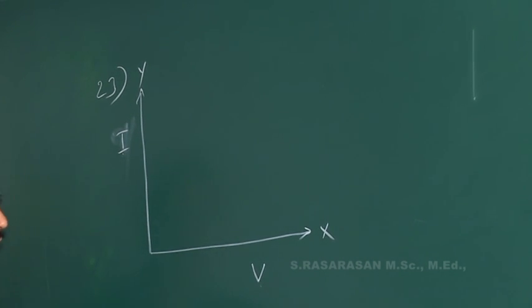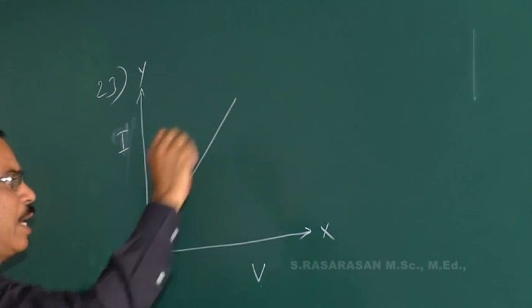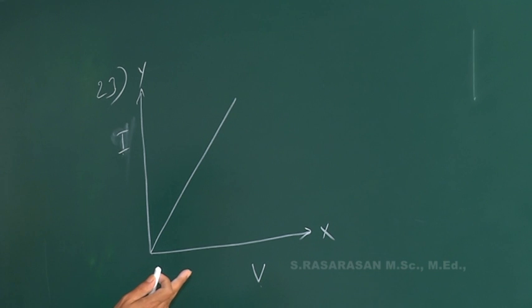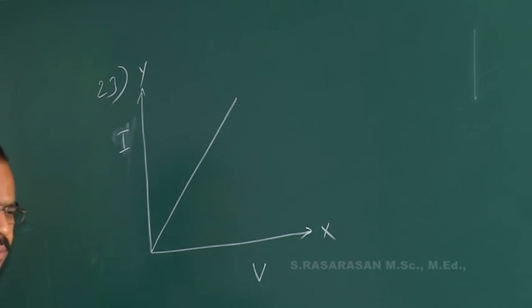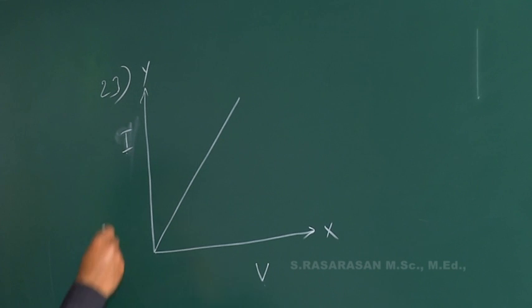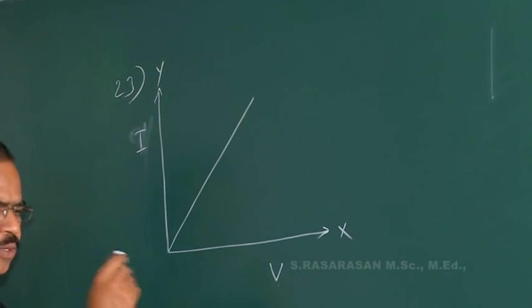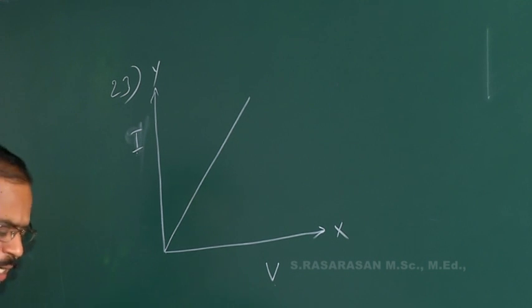A straight line is obtained. Let this one be a straight line passing through the origin. As voltage increases, proportionately current also increases. That is linearly proportional, obeying Ohm's law. We call this current ohmic current. The current flowing in metals obeying Ohm's law is ohmic current.